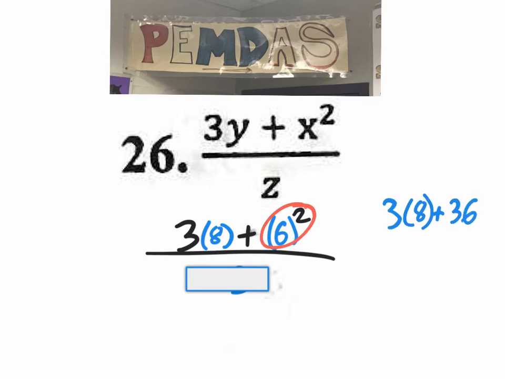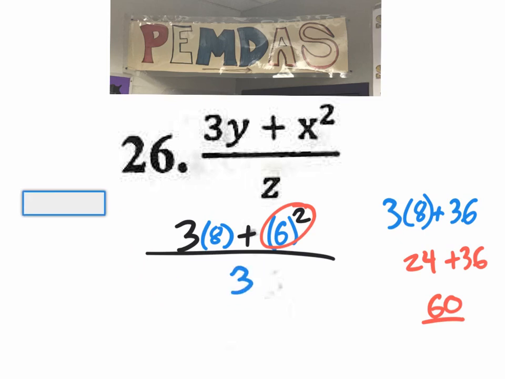What do I do next? Multiply. I have multiplication and addition. Obviously, you're going to multiply first. What's 3 times 8? 24. So you really have 24 plus 36. And ladies and gentlemen, this is still all above the value 3. But what is 24 plus 36? 60. Now, that is all still above the value 3.